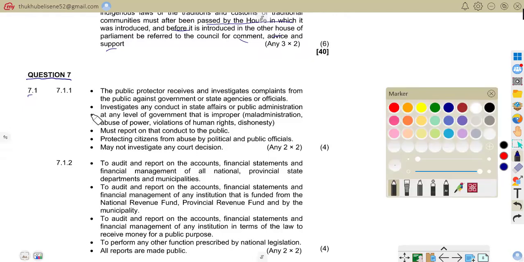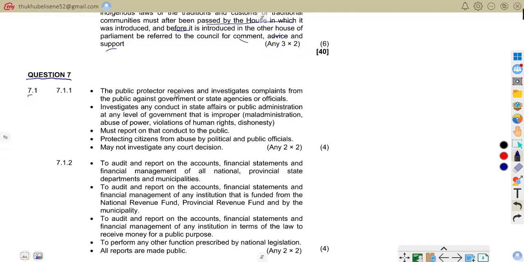Here are our answers under 7.1. We want to know the role of the Public Protector. The Public Protector receives and investigates complaints from the public against government or state agents or officials. So they investigate what? Complaints. The Public Protector investigates complaints.